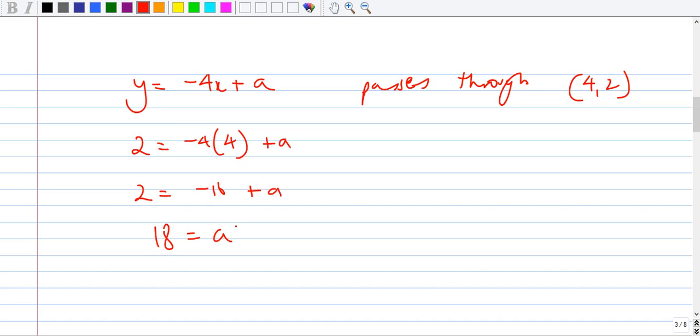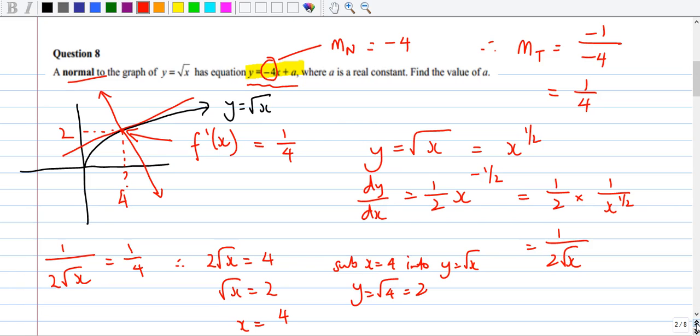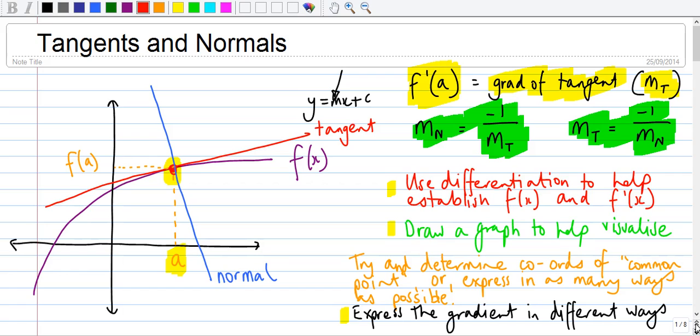So it wasn't really clear what strategy I should use from the start, but I wrote down some things that I knew. I knew my gradient of my normal. I could work out my gradient of my tangent, and from there I could work out the coordinates of the common point. So if we go back to those original strategies, I used some differentiation. I drew a graph to help me visualize it. I worked out the coordinate of the common point, and I used this fact here. So I used all of these things, and really this as well. So these are some of the strategies that I used for this particular question.